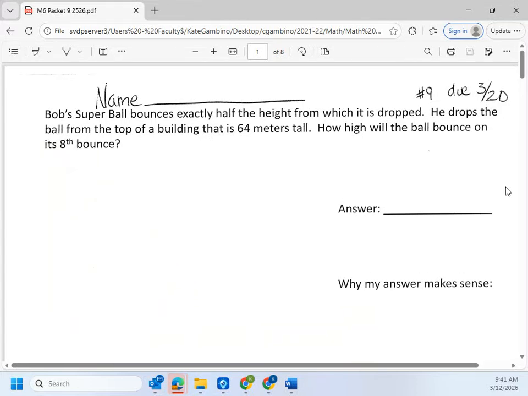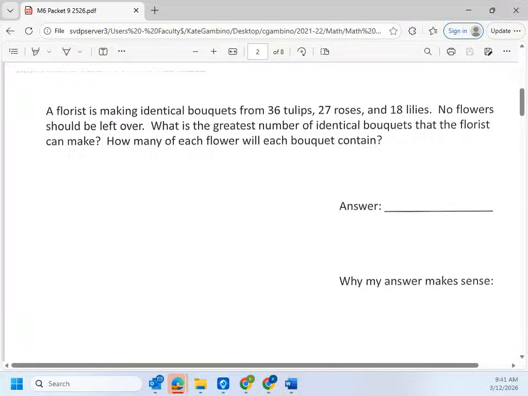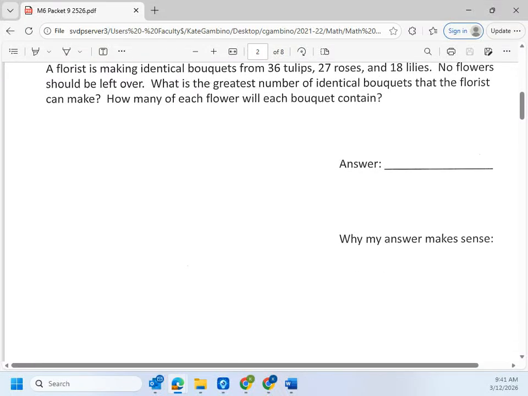Our next page. A florist is making identical bouquets from 36 tulips, 27 roses, and 18 lilies. No flowers should be left over, so we're dividing them up evenly. What is the greatest number of identical bouquets that the florist can make? So that's our first question. You need to find that greatest common factor of all 3 of those numbers.